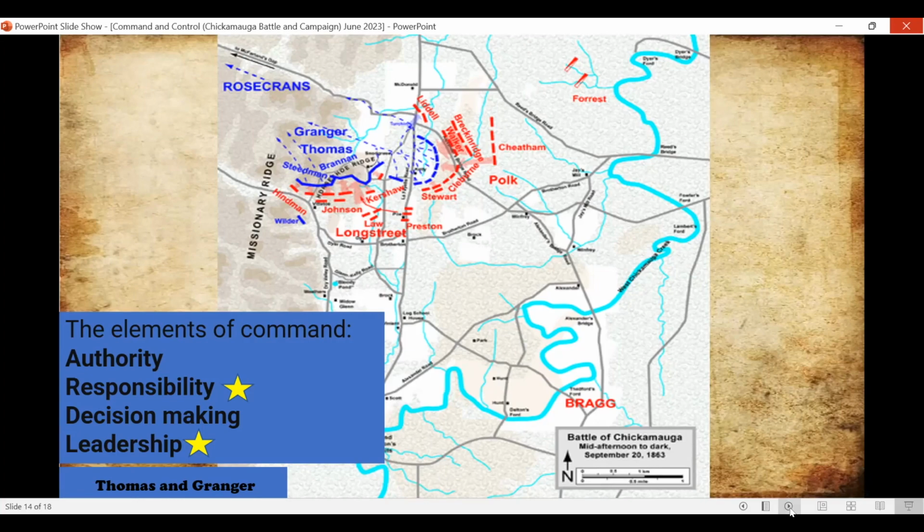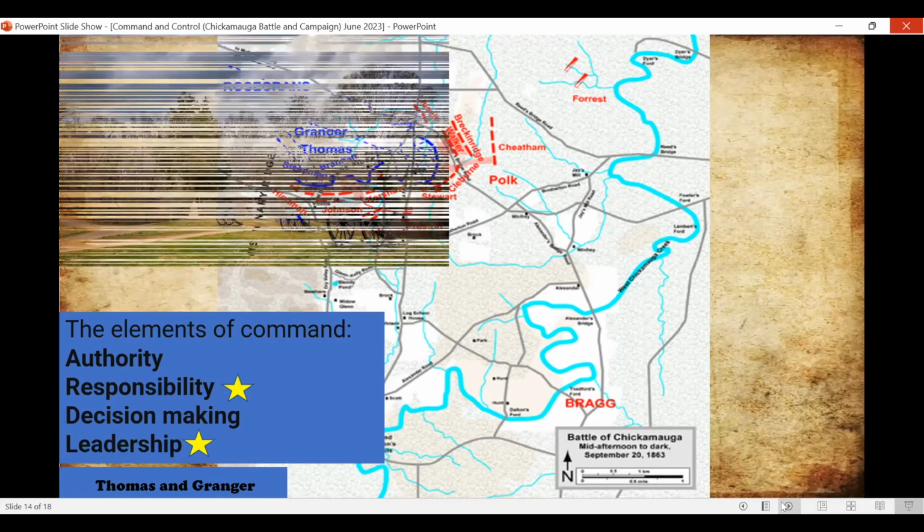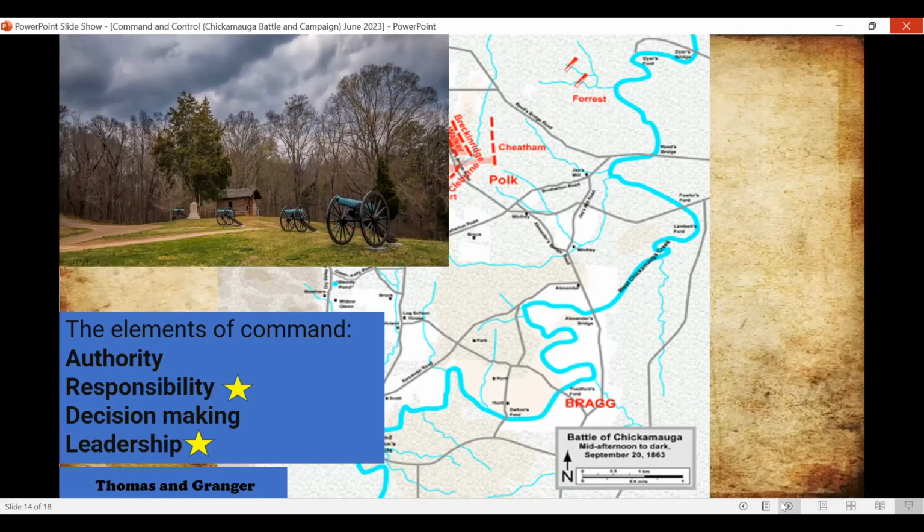And of course, if you've been to Chickamauga, this is a picture of Snodgrass Hill, Snodgrass Cabin. I told you in the beginning that Gordon Granger was the reserve commander. He was located north of the battlefield, up around Rossville.